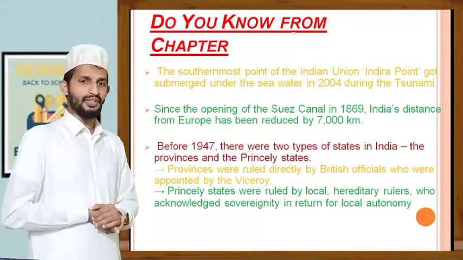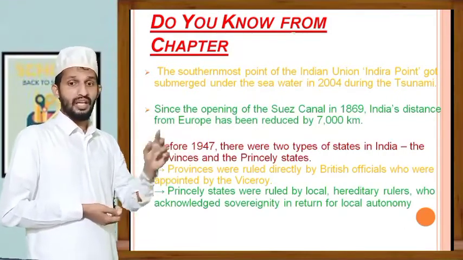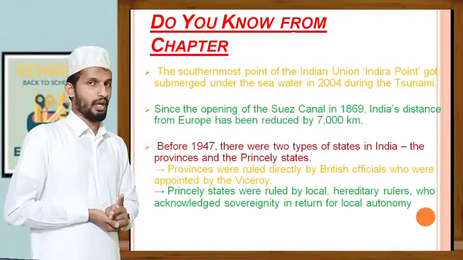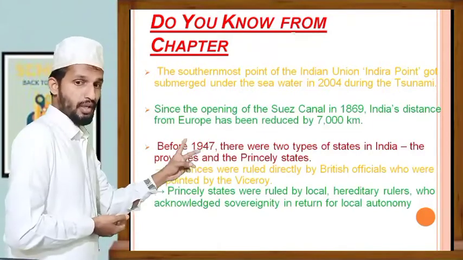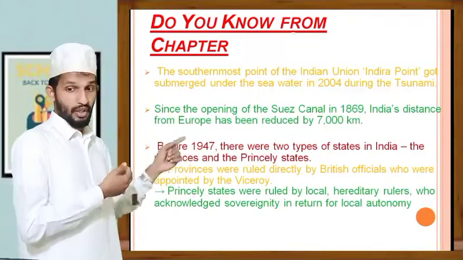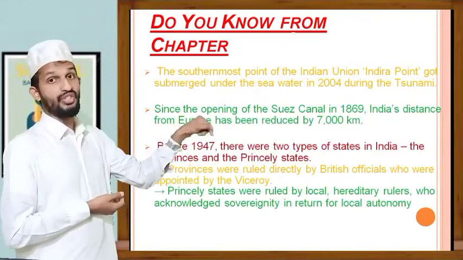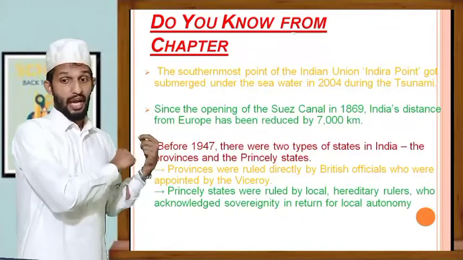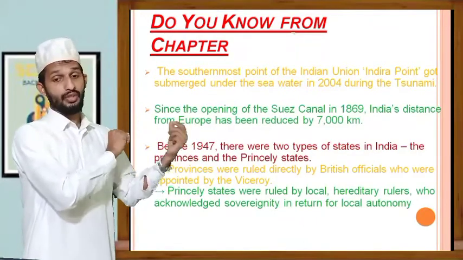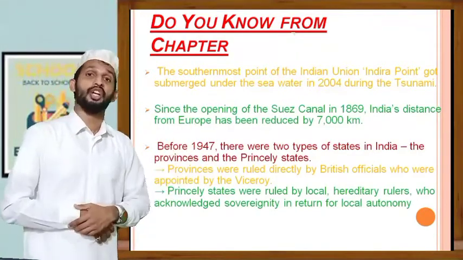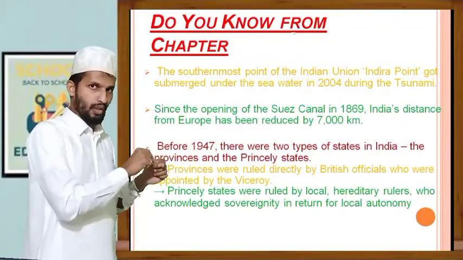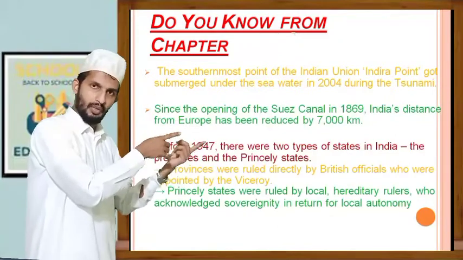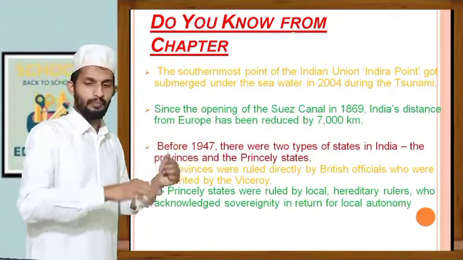And before 1947, there were two types of states in India: provinces and princely states before independence. Provinces means areas ruled directly by British officials who were appointed by the viceroy. Princely states were ruled by local and hereditary rulers who acknowledged sovereignty. This means the areas ruled by Indian kings are called princely states. Provincial areas are controlled by the viceroy.